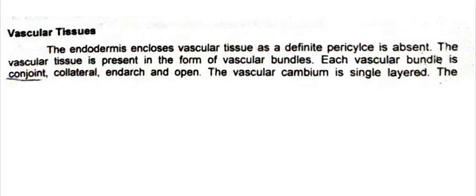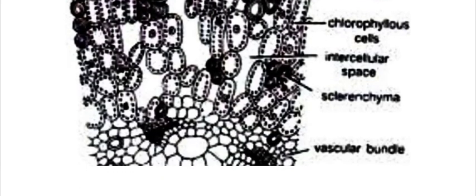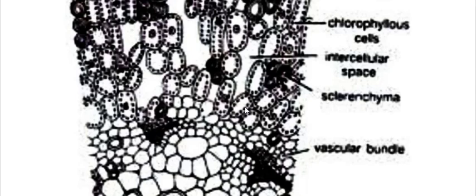So next to the endodermis the vascular tissues are present, and vascular tissues in Ephedra are present in the form of vascular bundles. Each vascular bundle is conjoint, collateral, endarched and open, and the vascular cambium is single layered, and we can see this here below the cortex region. Distinct vascular bundles are present.